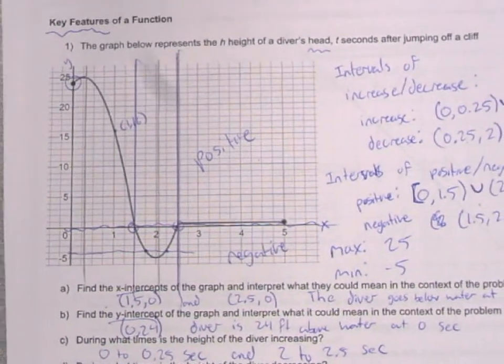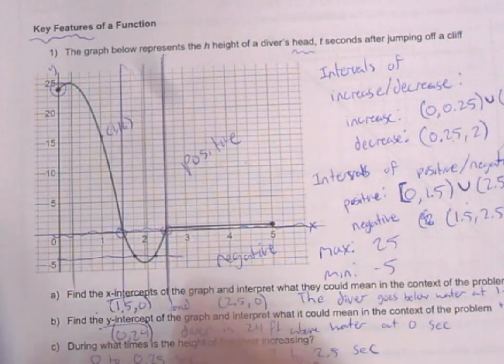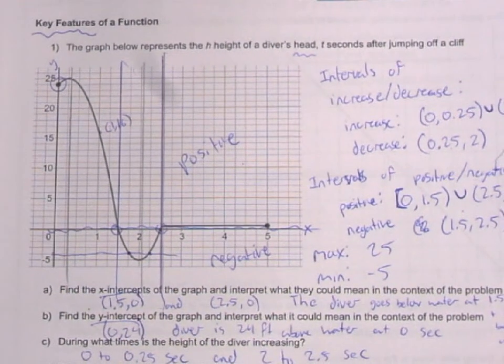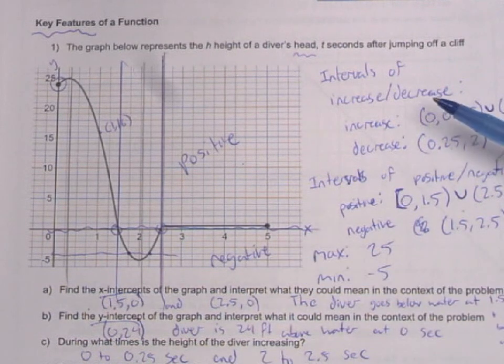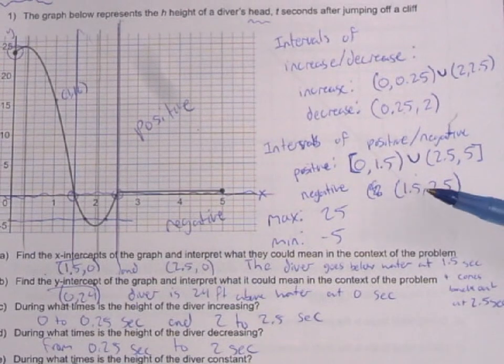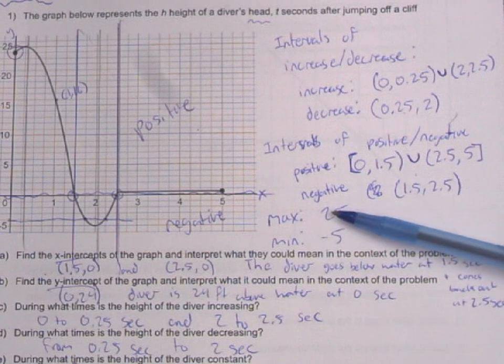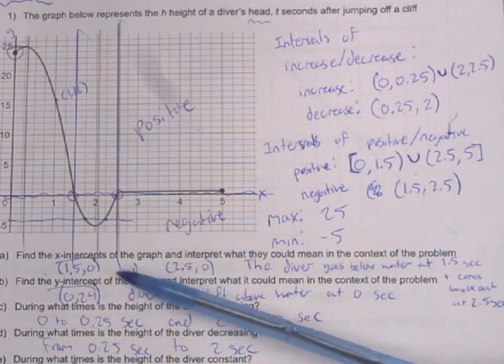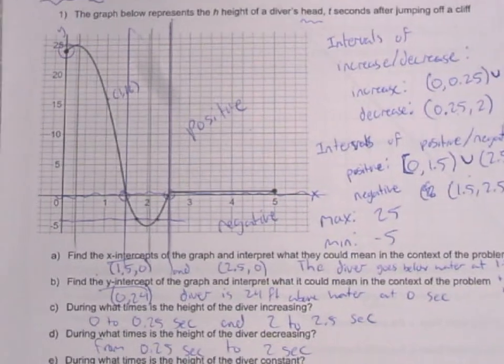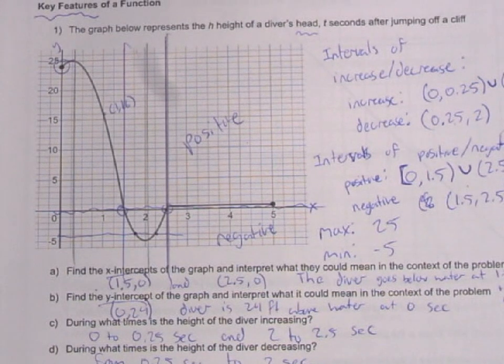So when you're looking at all these things together, we're talking about key features. What describes the graph? If you were talking about your own features, we could say that you have brown hair or blonde hair. You have blue eyes or green eyes or brown eyes. We could talk about your height. Those are your features. Okay, the features of a graph are: when is it increasing? When is it decreasing? When is it positive? When is it negative? What is its max? What is its min? What are its x and y intercepts? So these are all features of a graph.